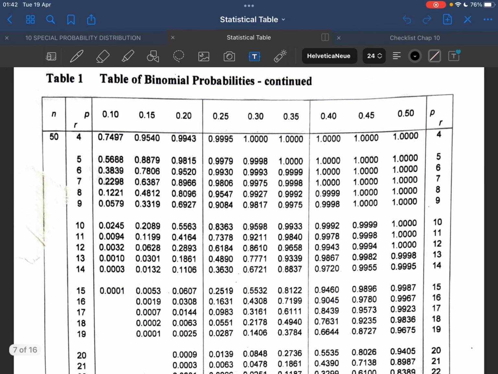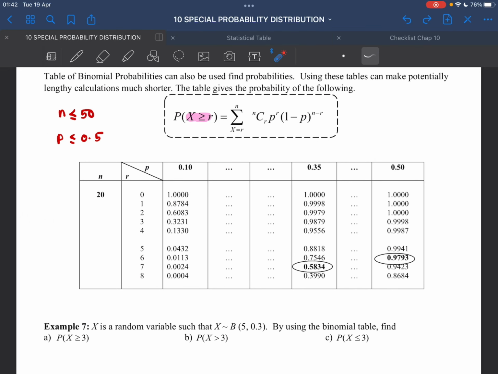Page 7. Kamu tengok dekat sini atas, P kita hanya sampai 0.5 sahaja. Okay, our P is only at 0.5, until 0.5. And your N here is up until 50 only. So that's why, if you want to use the table, your N has to be less than equals to 50, and your P has to be less than equals to 0.5.